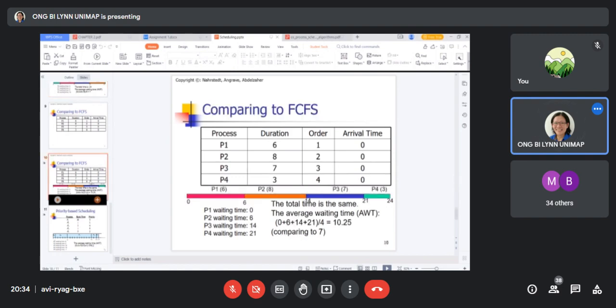So we are about to finish this one. We have another one.